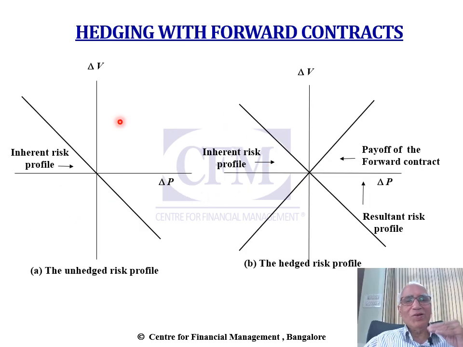To understand how a forward contract may be used for hedging, let us look at the case of a refinery. The inherent risk profile of the refinery with respect to the price of crude oil is shown here. If the price of crude oil goes up, the refinery loses. If the price of crude oil falls, the refinery gains. In order to hedge this risk, the refinery enters into a forward contract to buy at a contract price. The payoff of the forward contract, as we have seen, is like this. This payoff offsets the inherent risk profile. So when the refinery buys a forward contract, it ensures that the inherent risk profile is countered and its final payoff is given by this straight line.